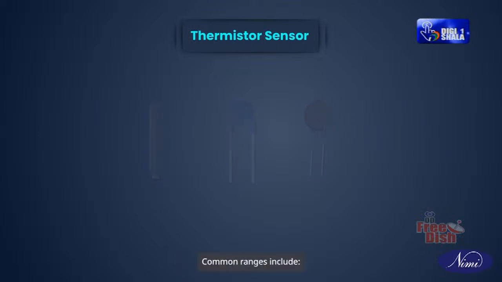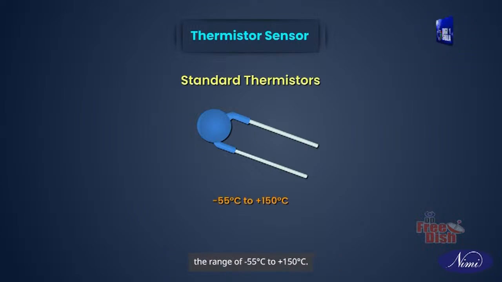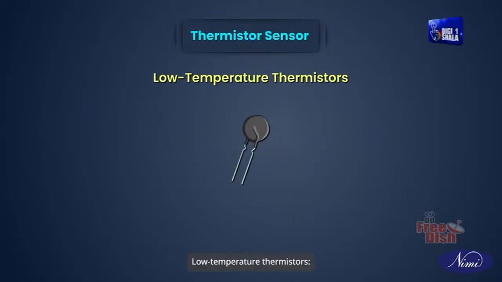Common ranges include standard thermistors, which typically operate in the range of -55 degrees Celsius to +150 degrees Celsius. High temperature thermistors can operate up to +300 degrees Celsius or higher. Low temperature thermistors operate in the sub-zero temperature range, sometimes down to -100 degrees Celsius or lower.